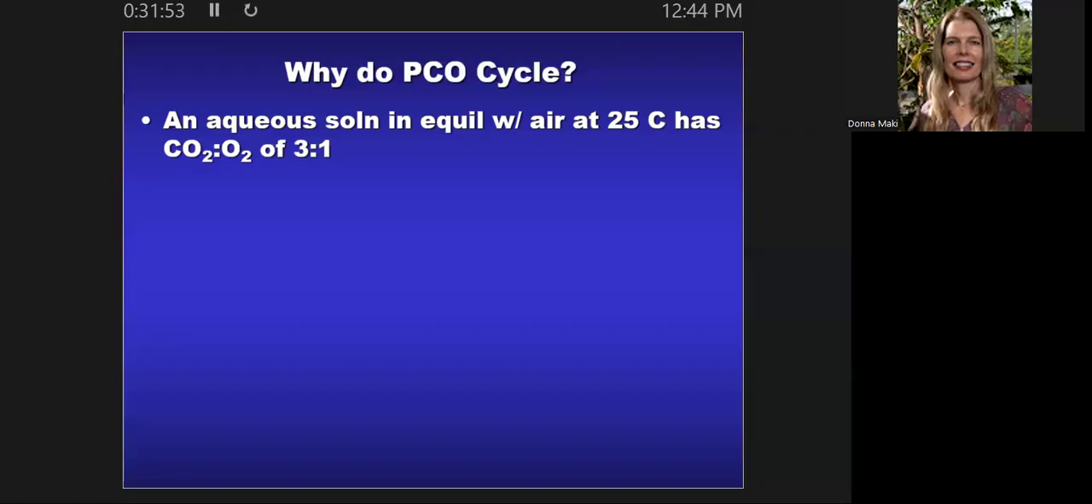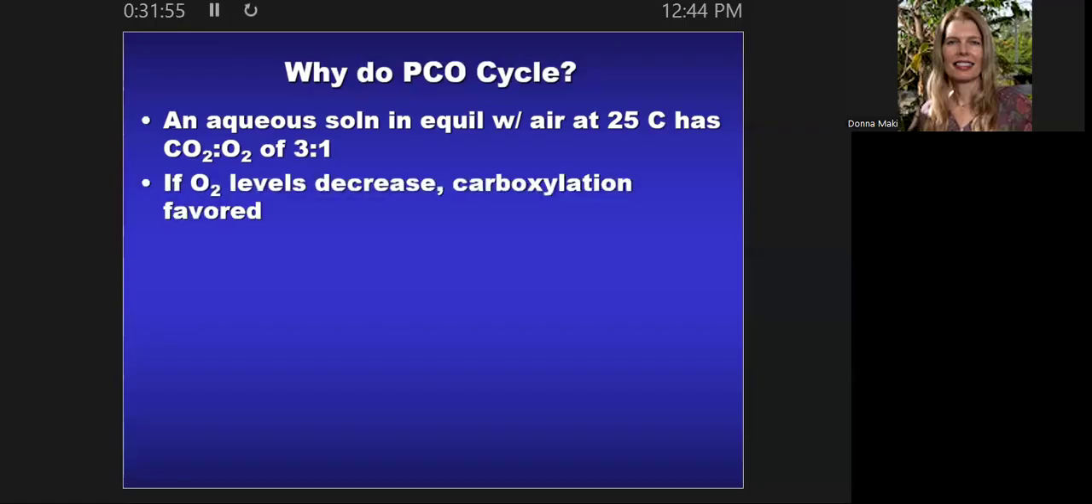And again, if there's some situation where oxygen goes down, that's good because then you'll get CO2 winning the competition and the CO2 comes in to the active site. So you can think of it that way. If CO2 levels are high or if oxygen is low, that's all good.